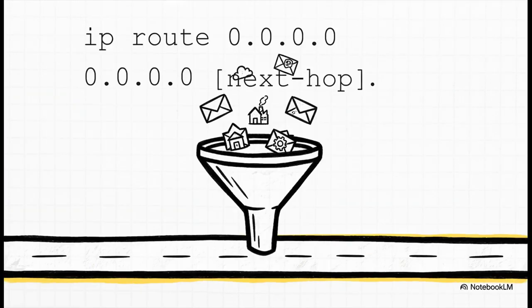And this is the command that makes it all happen. Those 2 sets of all zeros, that's basically a universal wildcard that means any network with any subnet mask. And that next hop address part is just the IP address of the very next router in the path, the next stop on that packet's journey.